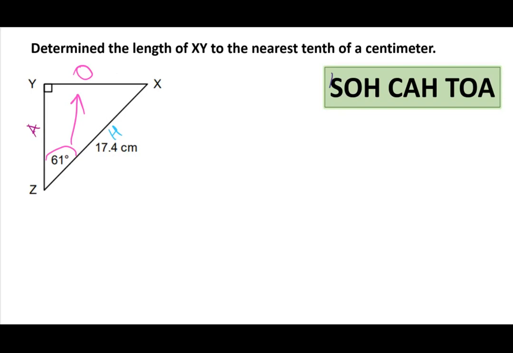So this first ratio here is SOH. The S stands for sine theta equals, O stands for opposite side, H stands for hypotenuse. So sine theta equals opposite over hypotenuse. The second ratio is CAH. The C stands for cos theta equals, A stands for adjacent, so adjacent over hypotenuse. H stands for hypotenuse.